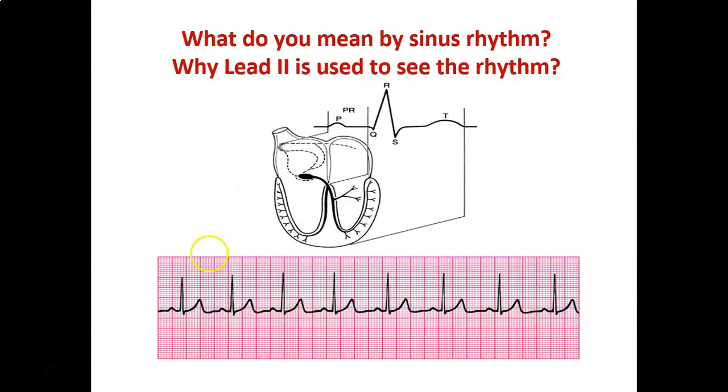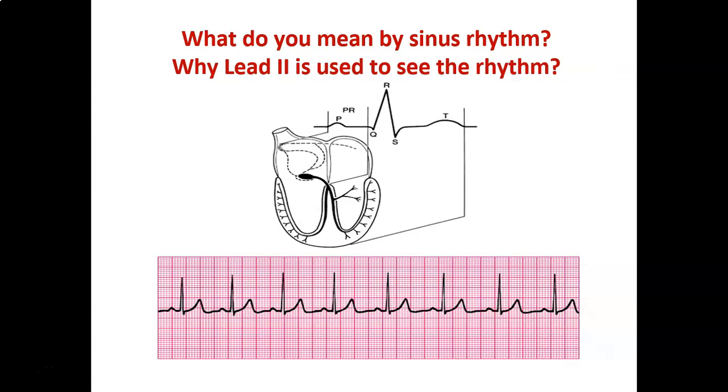So if you get a P wave in your ECG, it means it's coming from the sinus node, and you can clearly say this is a sinus rhythm. Then according to the heart rate or other findings, you can name it normal sinus rhythm, sinus tachycardia, sinus bradycardia, etc. So the next question is why lead 2 is used to see the rhythm.